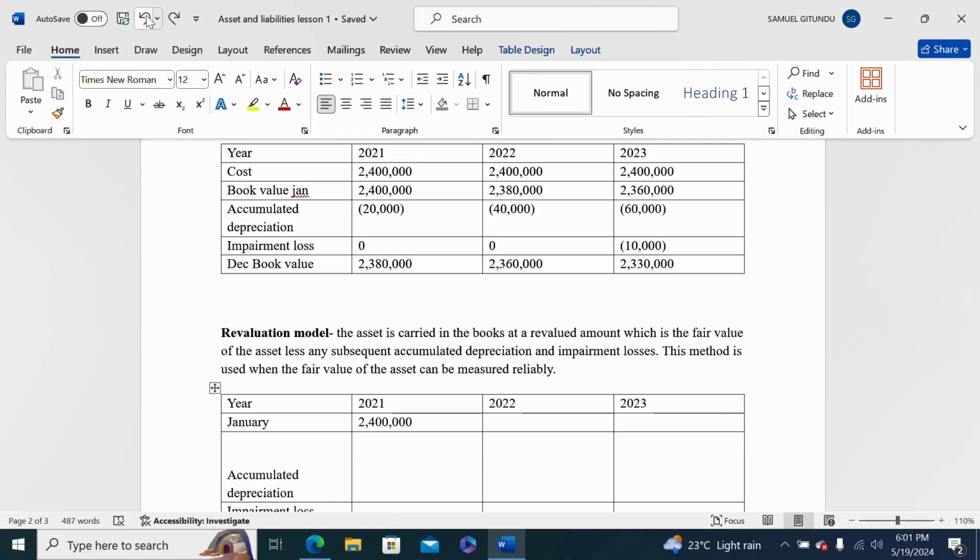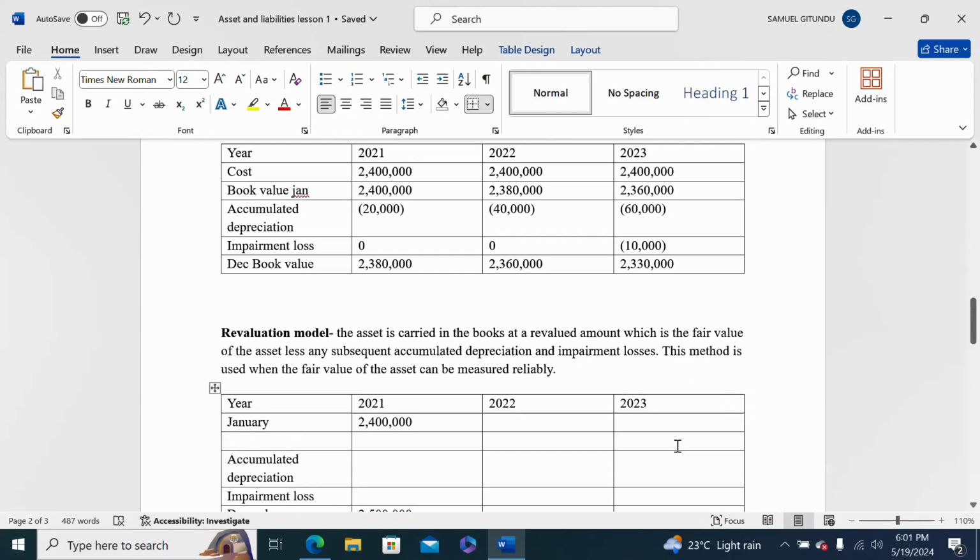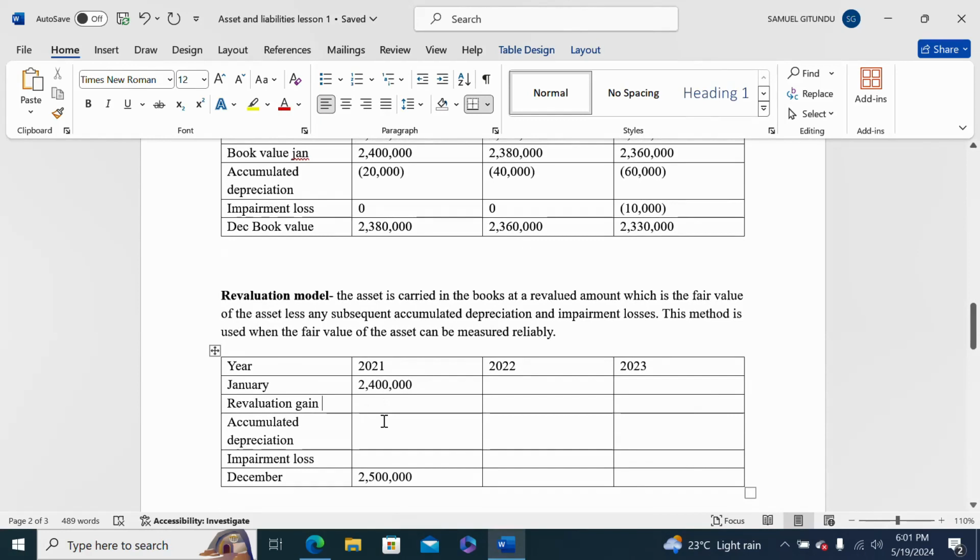In this case, you find that there's a revaluation gain because the asset initially cost 2.44 million, but the fair value at the end of January 2021 is 2.5 million. Therefore, there's a revaluation gain of 100,000.